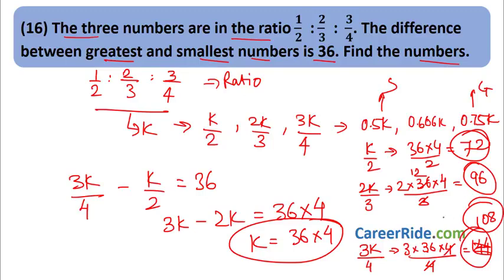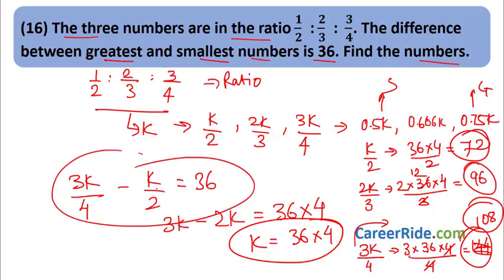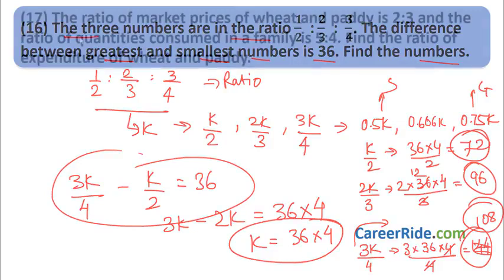Instead of calculating the third number this way, you can also calculate it by this equation. That is, the difference between the largest and the smallest number is 36. So you can add 36 to 72 and you will get 108. Moving to question number 17.